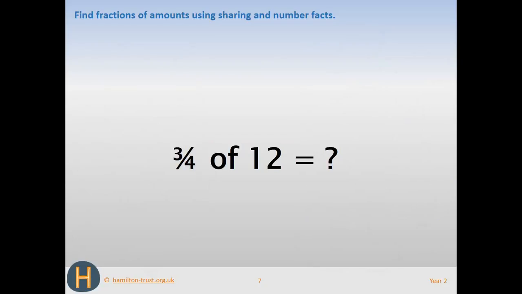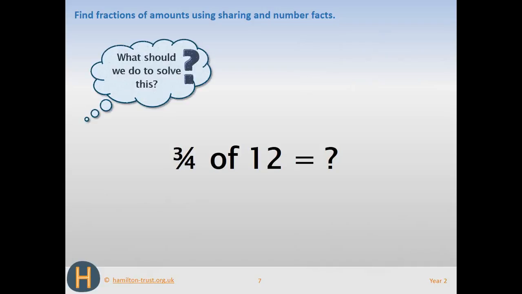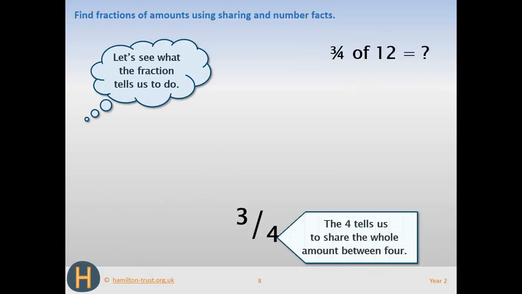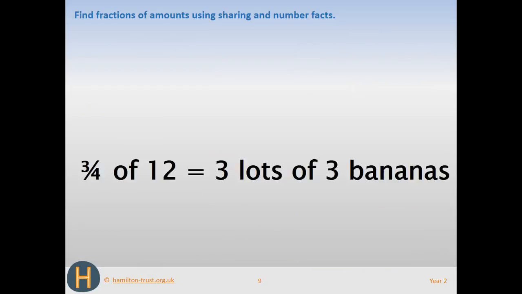What does this say? 3/4 of 12 equals question mark. What could we do to solve that? The bottom number tells us how many to share the whole amount between. The top number tells us how many of those groups we're interested in. 1/4 of 12 gave us 3 bananas. We're interested in 3/4 of 12, so 3 lots of 3 bananas.